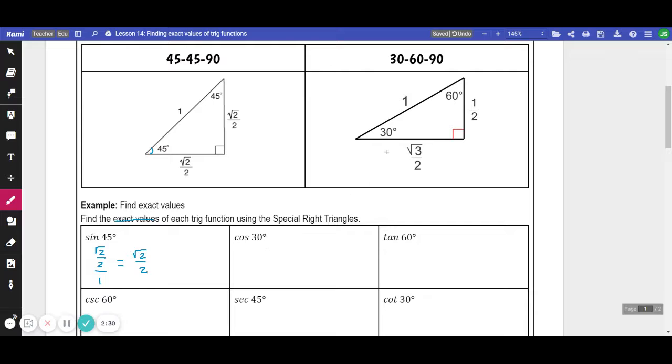Next one is cosine of 30. So we're going to use the 30-degree angle. Cosine is adjacent, so root 3 over 2, divided by hypotenuse, which is 1. Again, dividing by 1 doesn't do anything, so you just get root 3 over 2.